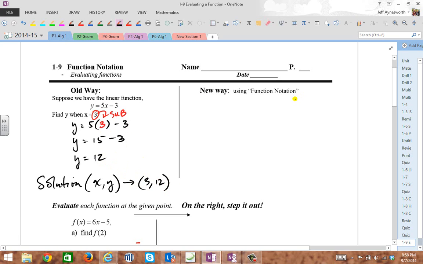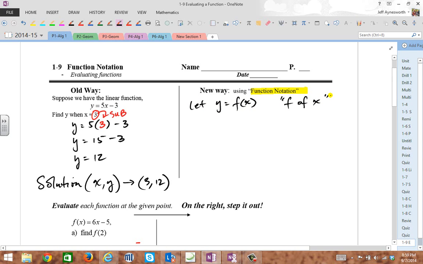Now let's do it the new way with what's called function notation. I want to start off by saying something really crazy. Let y equal what's called f of x. You say this as f of x. So everybody say f of x.